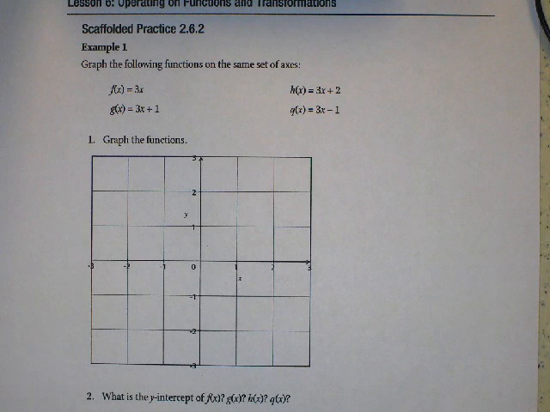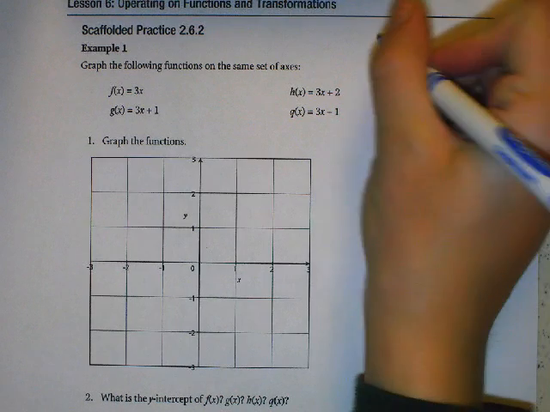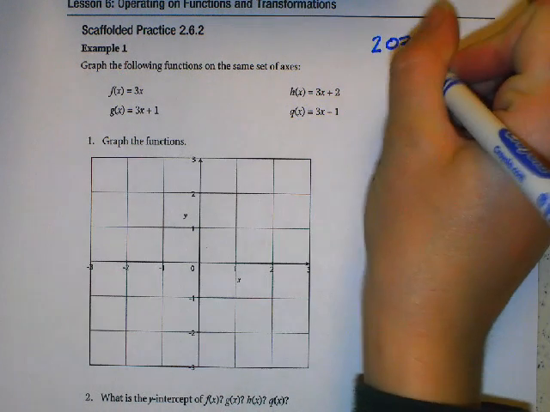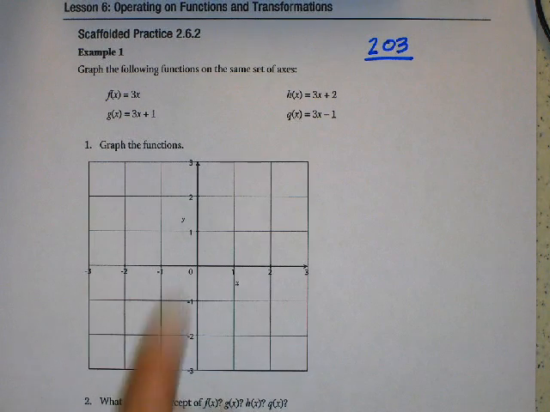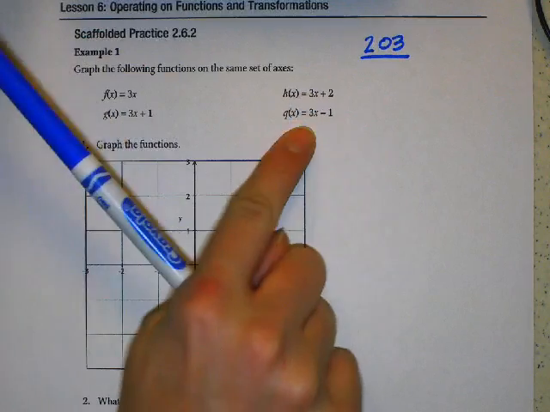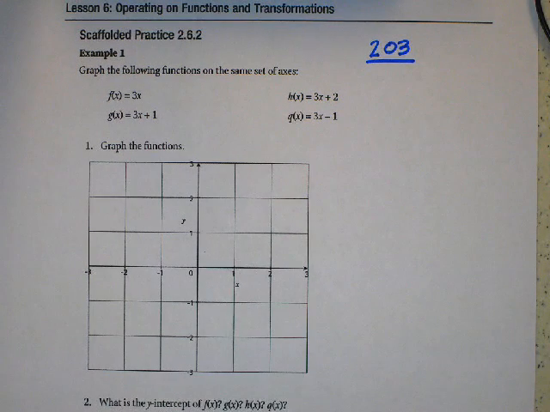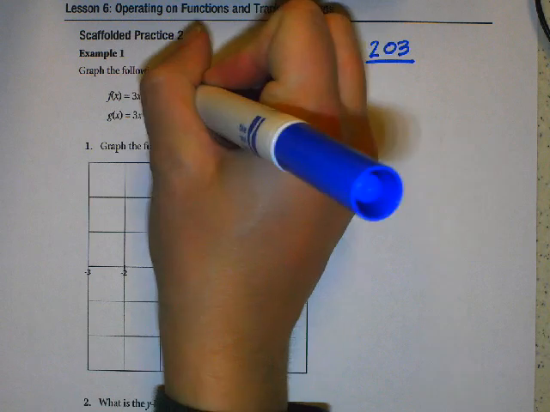Alright, ladies and gentlemen, we're going to start off today on page 203 from your workbook. So go on ahead and change to page 203 and make sure you're there. Our first example is going to ask us to graph these four functions. To make it a little easier for you to follow along, I'm going to graph each one of these functions in a different color.